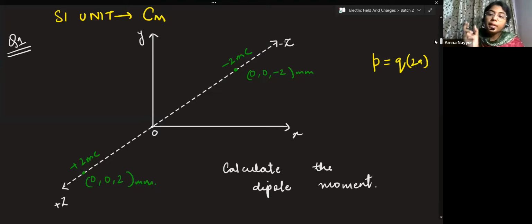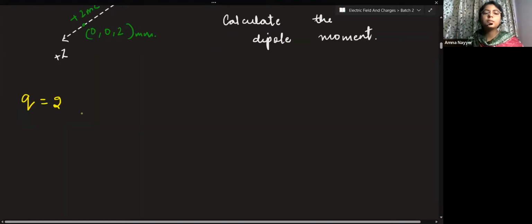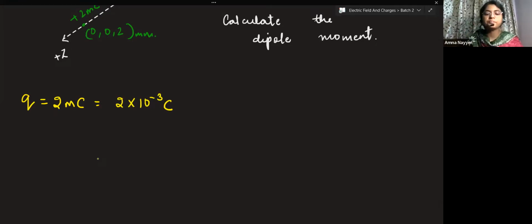Magnitude is 2 millicoulombs. Fatima was right that it will be 2. But you forgot the SI unit. You have to write all your quantities in SI units. Millicoulomb is not the SI unit of charge. So 2 millicoulombs means I have to convert it into SI unit. Milli means 10 to the power minus 3 coulomb. This is the charge you have to take, and this is how the charges have to be considered.